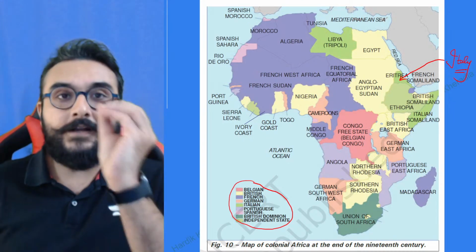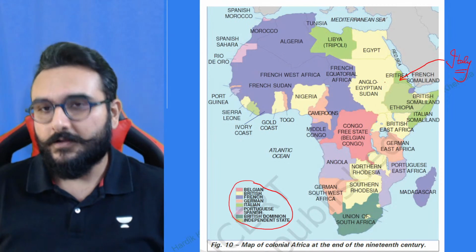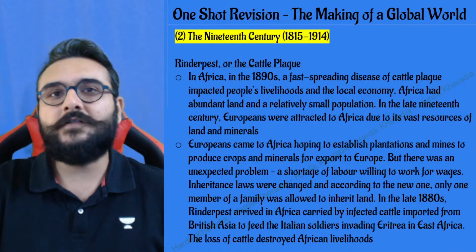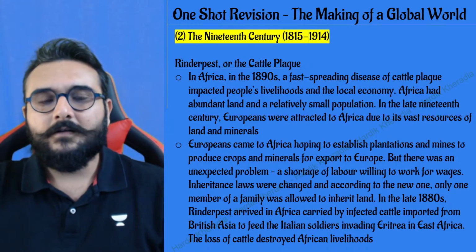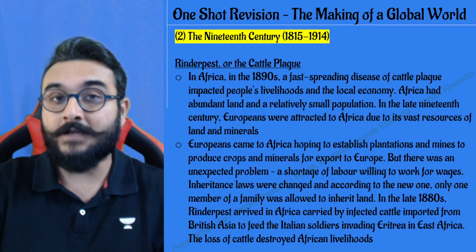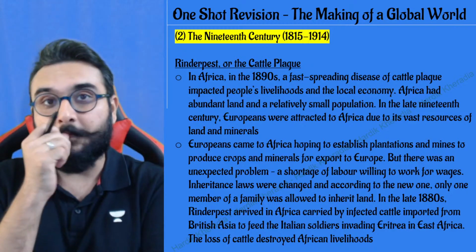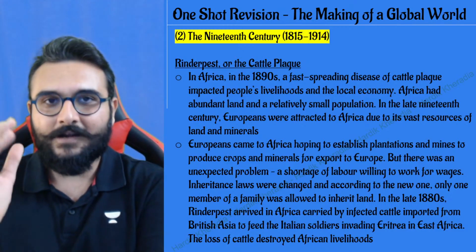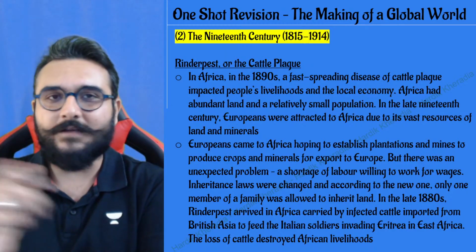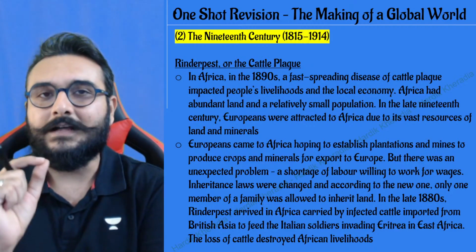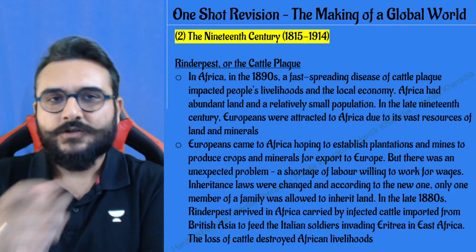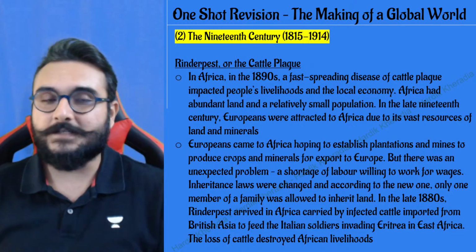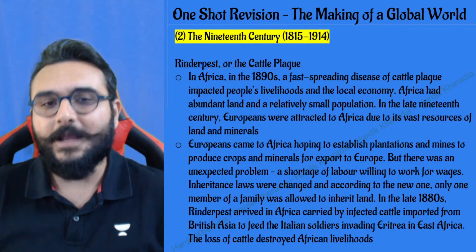And then it spread like wildfire. Within just a few years, I think about 5 years, the rinderpest reached the southernmost part of Africa also. Now, after the cattle is destroyed, the people have no option but to work for the white colonizers. Why? Because for the African people, the natives who were doing farming, cattle was very important. Back then, in the 1800s, 1890s, there were no automated machines, there were no tractors. Farming depended greatly on cattle. And now the cattle was destroyed. So now these people who were rich earlier, after rinderpest was spread by these white Europeans, to be specific, Italians, were reduced to mere laborers.